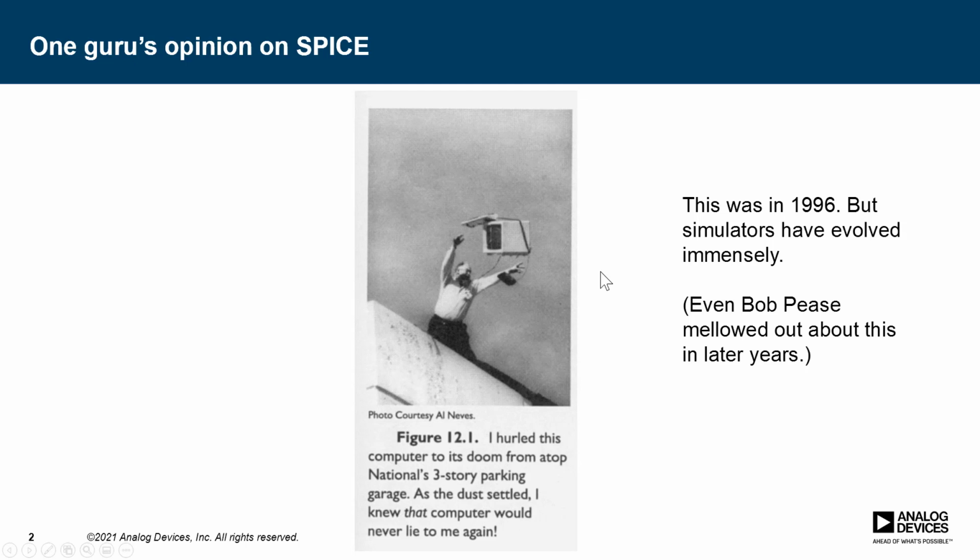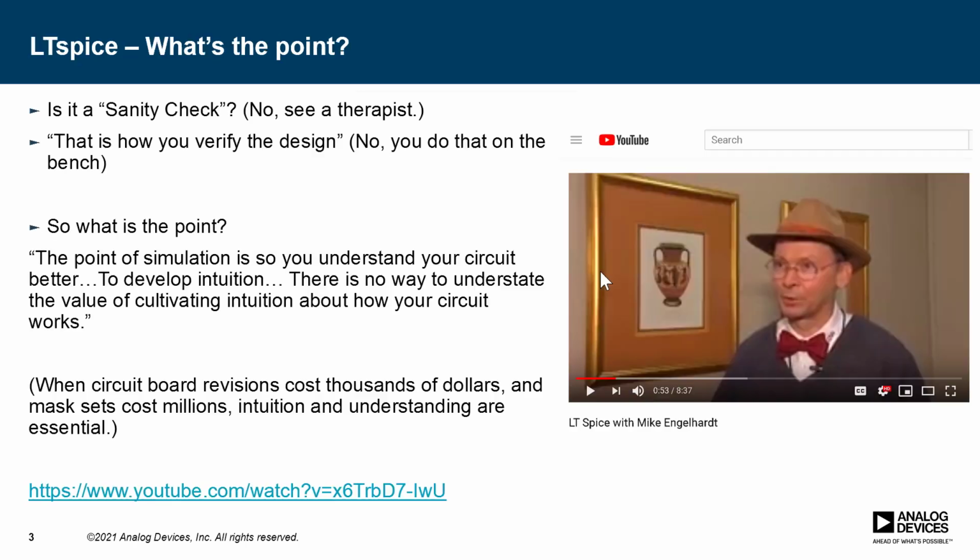Simulators have been around since the 1970s. 1973 was when the first version of SPICE was released out of Berkeley. This photo was taken in 1996, and of course simulators have evolved considerably since then, and they continue to evolve. And a comment here that even Bob Pease mellowed out in his later years. He understood that simulators had a place, and we're going to look at some of those use cases shortly.